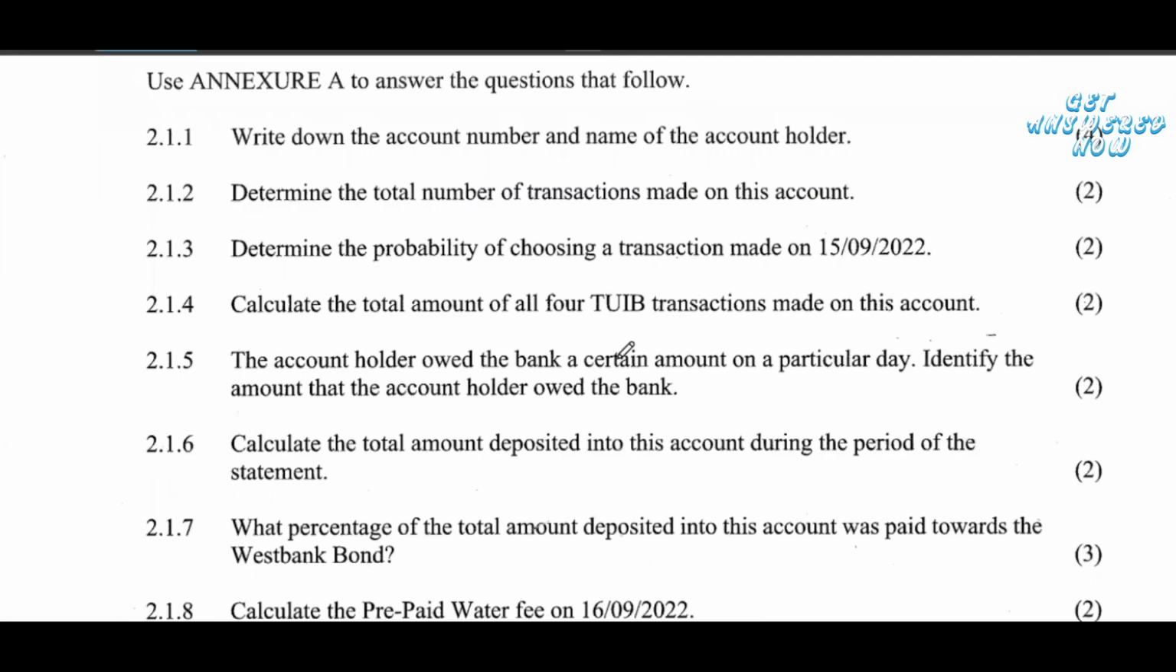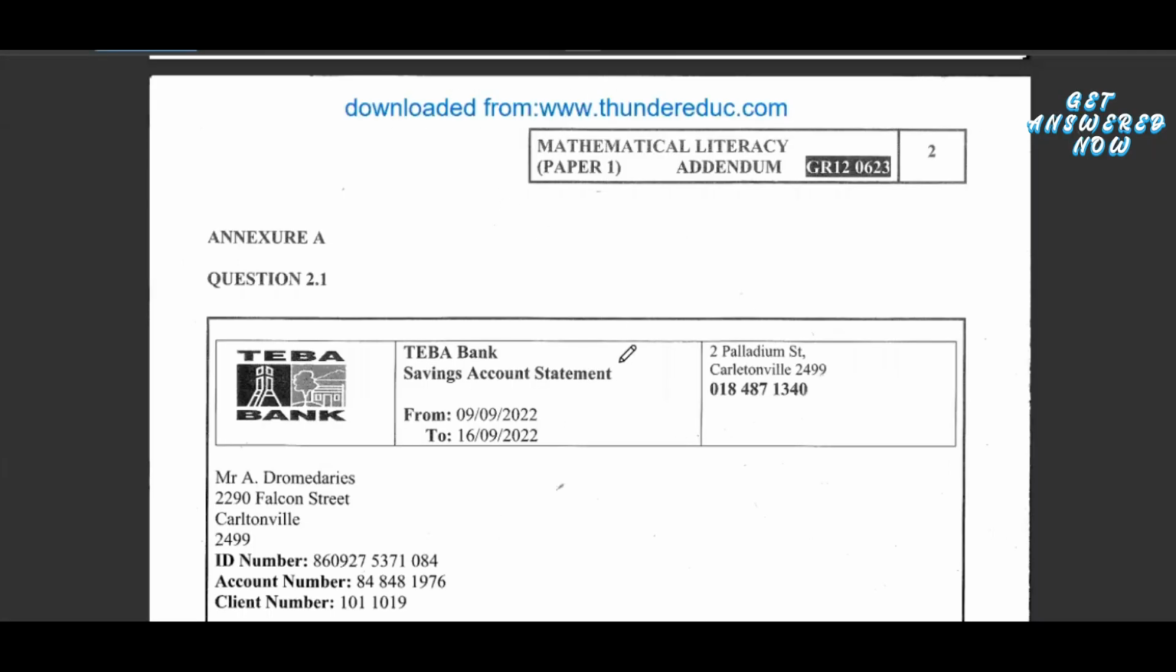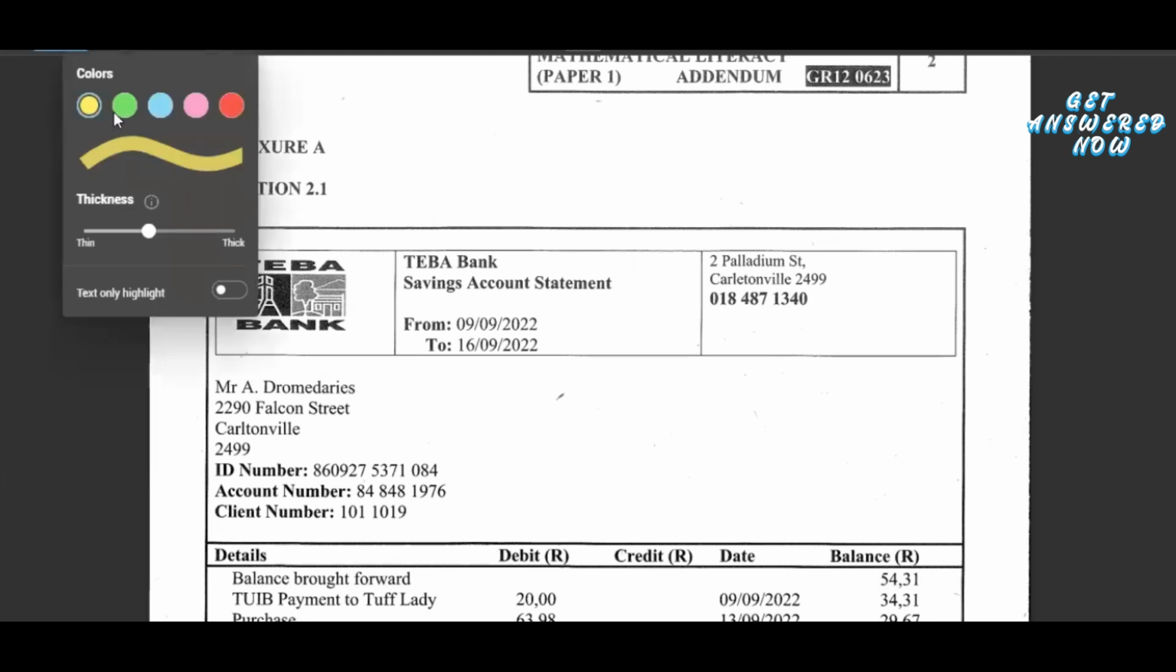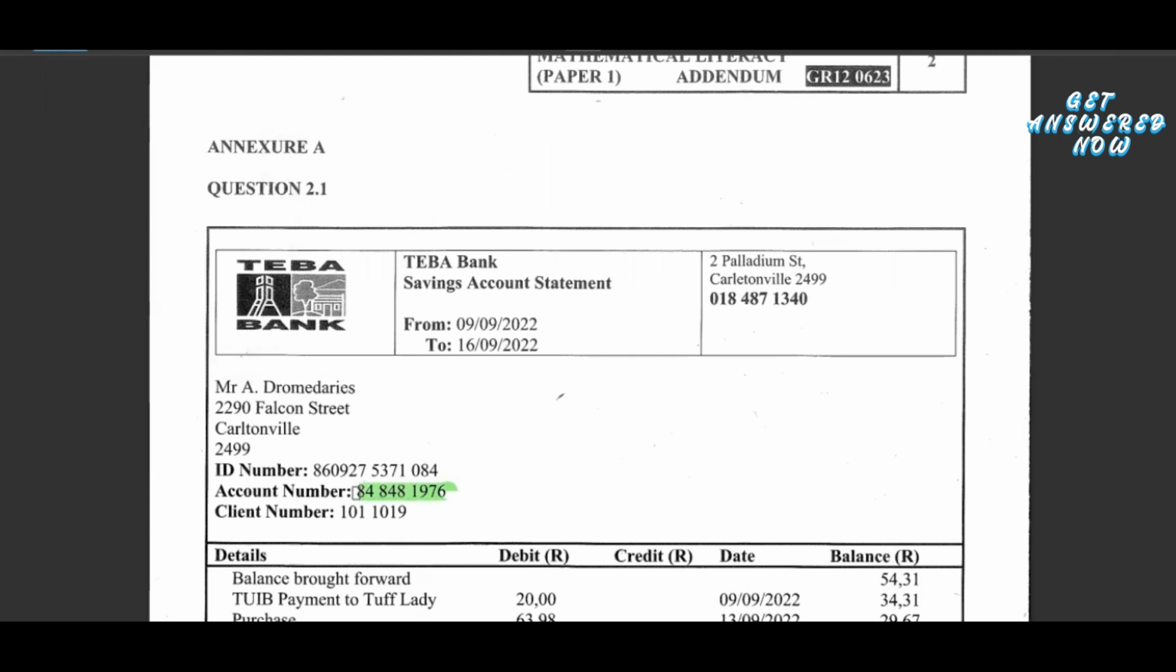Then, simply, write down the account number and name of the account holder. So we need two things. It's 4 marks. We go there. We are looking for the account number. Here we go. The account number is here. The name of the client is this much.